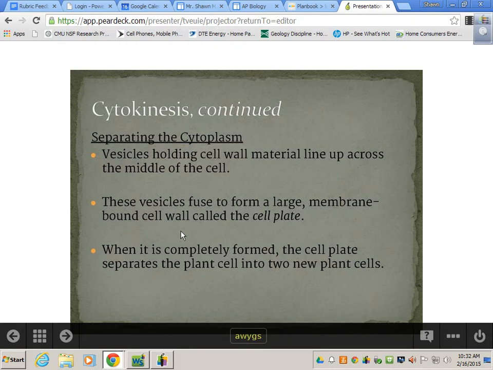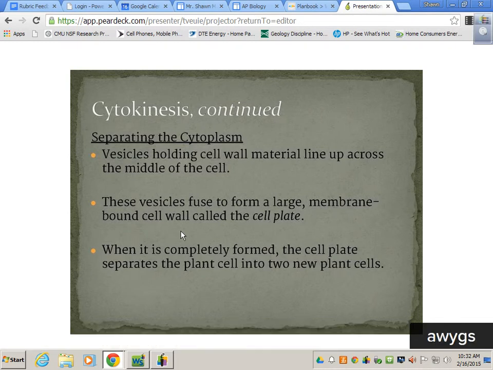Do you know what the glue for plant cells is? Pectin. It's a protein that helps plant cells stick together. It's also what thickens jelly when you cook and reduce the fruit down. Okay, so when it is completely formed, the cell plate separates in the plant cell into two new plant cells. You guys saw a lot of that underneath your microscopes.